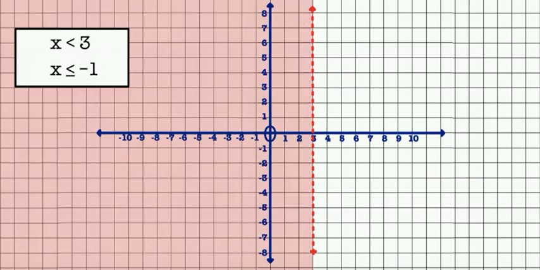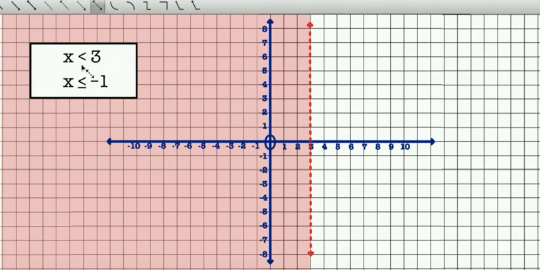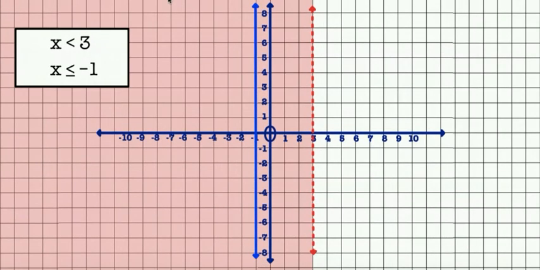And then we have x is less than or equal to -1. And because it's less than or equal to, we're going to use a solid line, and we're going to draw a vertical line at -1. And again, because it's less than or equal to, we're going to shade to the left to include all the numbers that are less than -1. And the solid line already includes it being equal to -1.